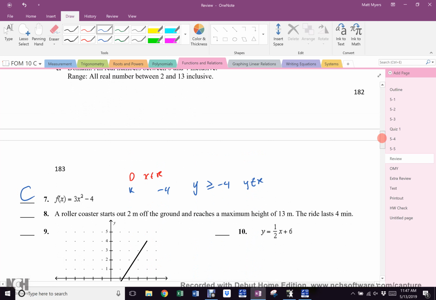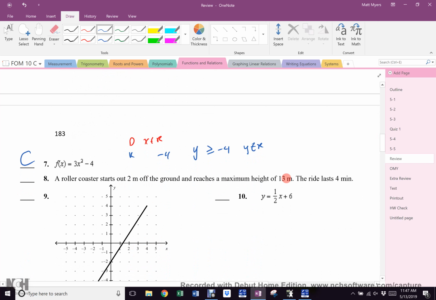Number 8 is a little bit tricky. It goes from 2 meters off the ground to 13. So something is 2 up to 13. And the ride lasts 4 minutes. The other thing is 0 to 4. Which of those is domain? Which of those is the independent variable?